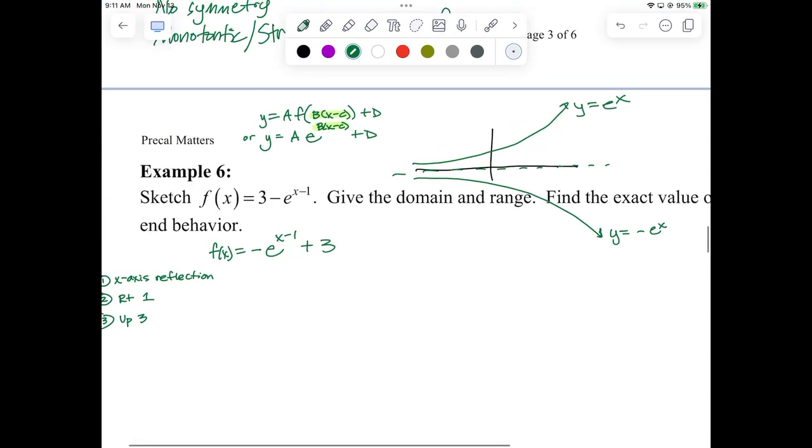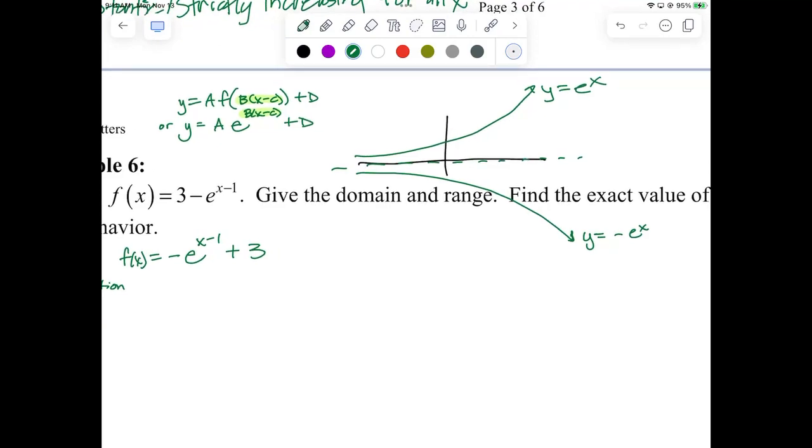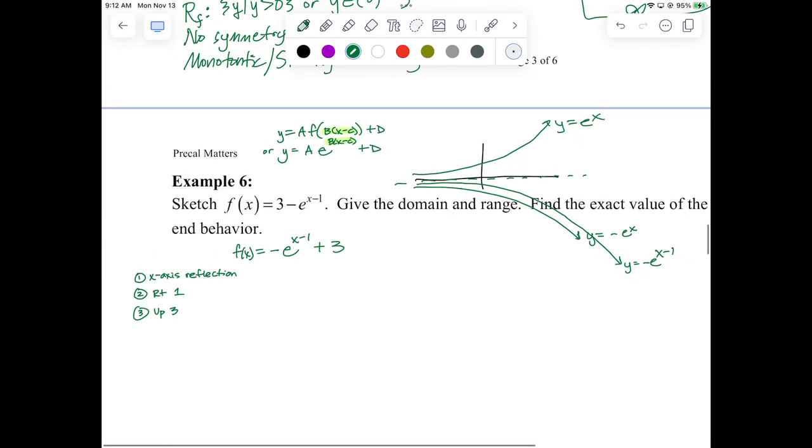All right, now let's pick it up and move it right 1. If I pick it up and move it right 1 unit, does that really do anything significant to it? No, it has the same shape, doesn't it? If I pick that graph and move it right 1, it's still decreasing below the horizontal asymptote. That doesn't affect it that much. But look at the next one.